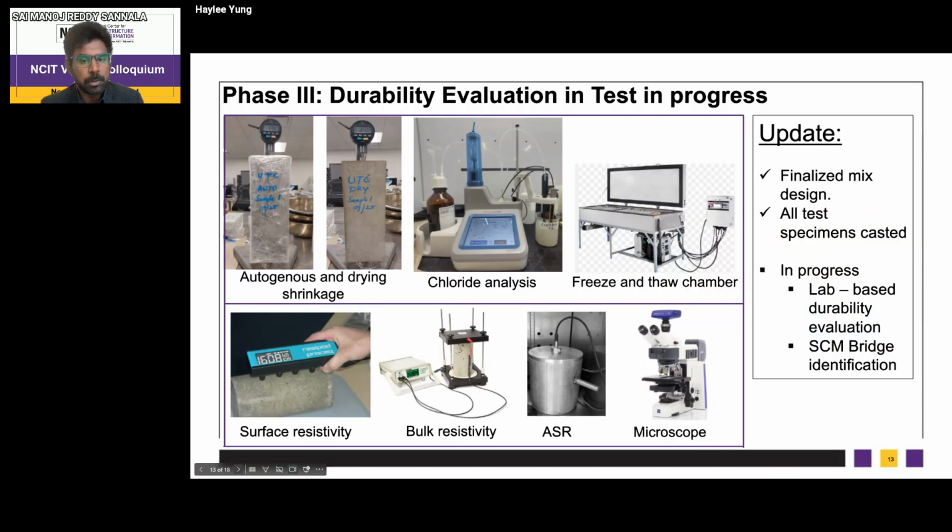Phase 3, durability evaluation, is currently in progress, where we have cast all the samples and started the laboratory test procedures like autogenous shrinkage, dry shrinkage, chloride analysis, surface resistivity, bulk resistivity, ASR, and microscopic evaluation. Next slide.